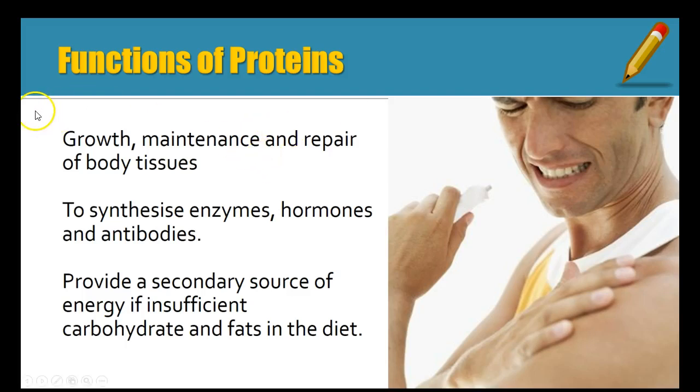So the main functions of protein include growth, maintenance, and repair of body tissues. They also help to synthesize enzymes, hormones, and antibodies. And lastly, they do provide a secondary source of energy if you have insufficient carbohydrates or fats in the diet.